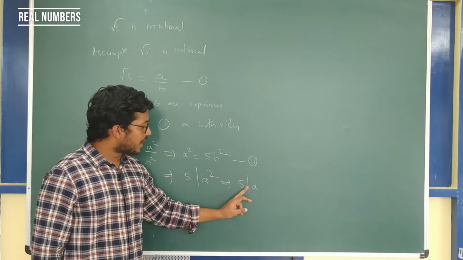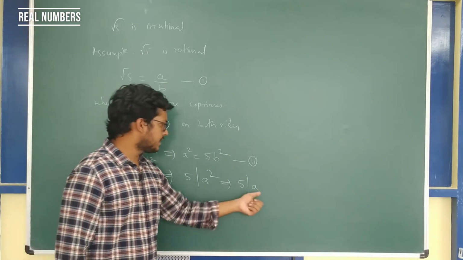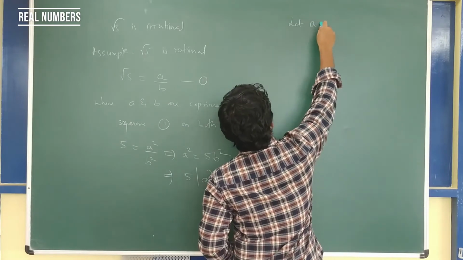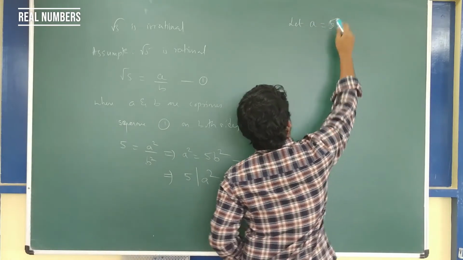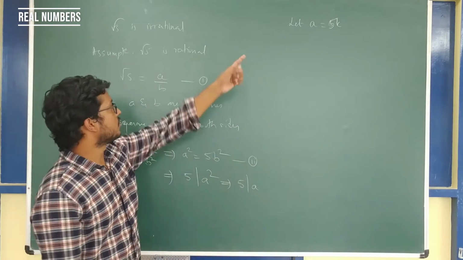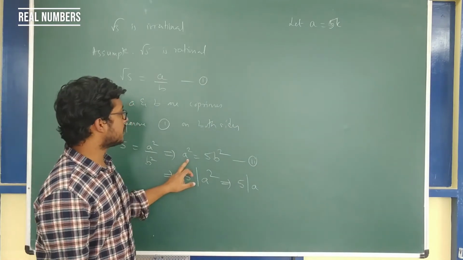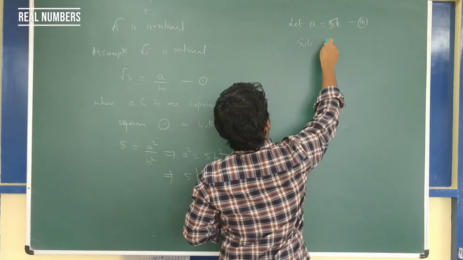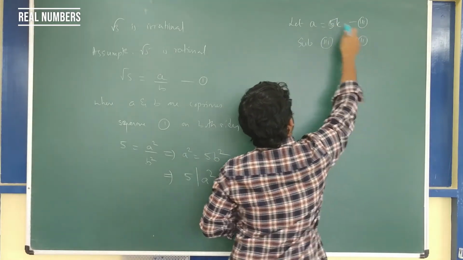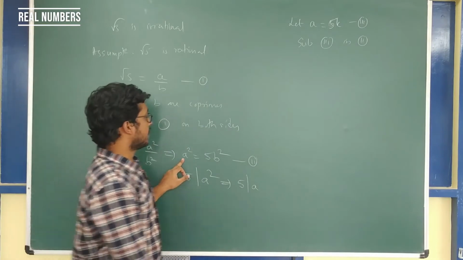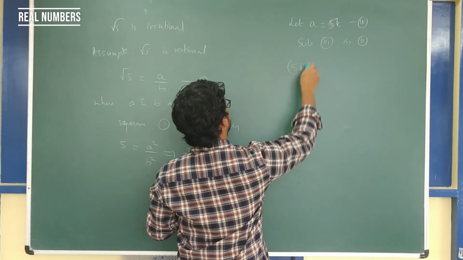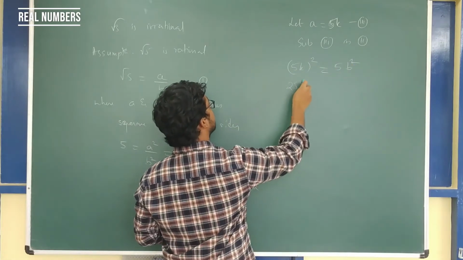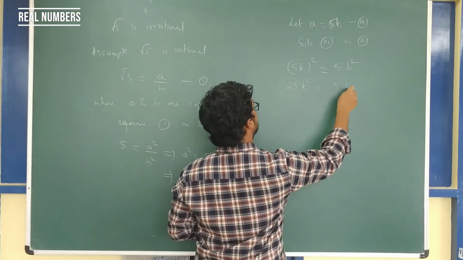Now what does this mean? If 5 divides a, then a is some multiple of 5. So since a is some multiple of 5, let a be 5 times k. So let's call this one 3. Substitute 3 in 2. So a I'll put as 5k. This becomes 5k whole square is equal to 5 times b square. So this is 25k square is equal to 5b square.